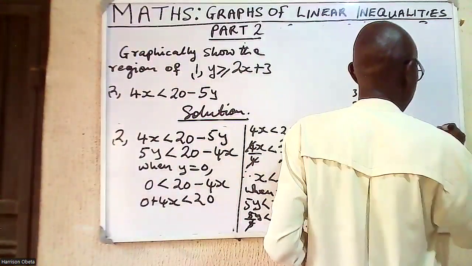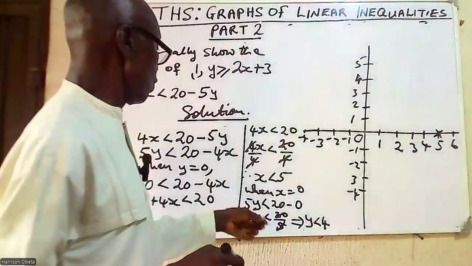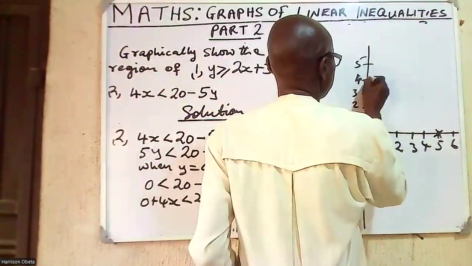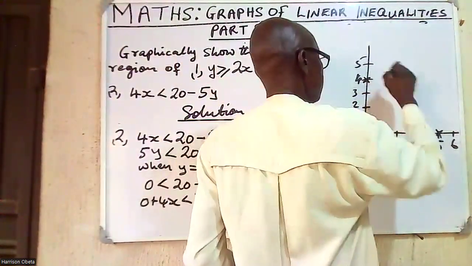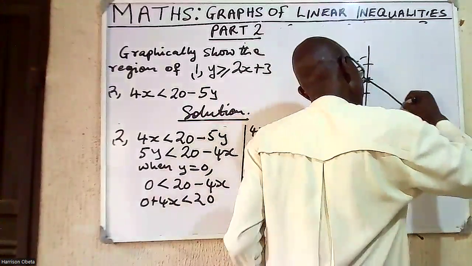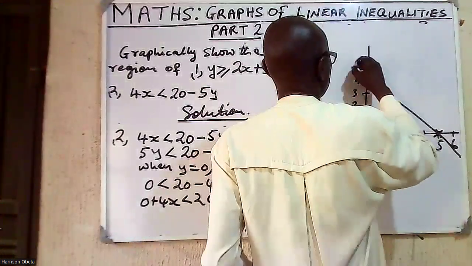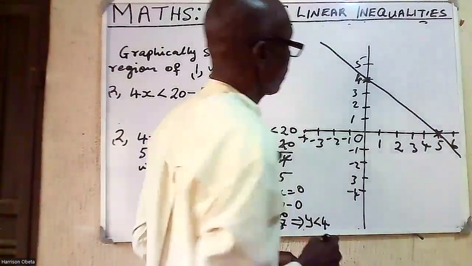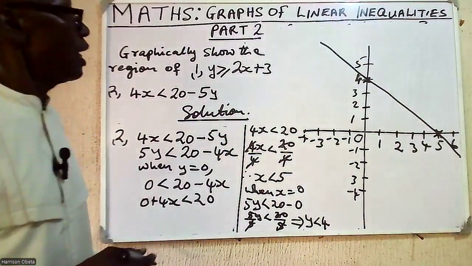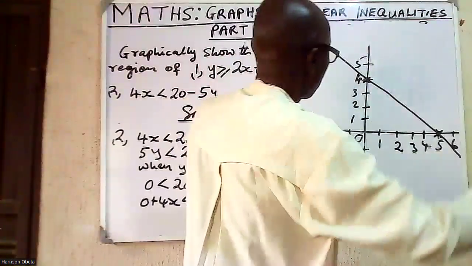So mark our x here. Then along the y-axis, we are talking of y is less than 4. Then that means we have to connect using our ruler. Using our ruler, we have something like this. Then the question now is, where are we supposed to shade? Is it to our right or to our left?